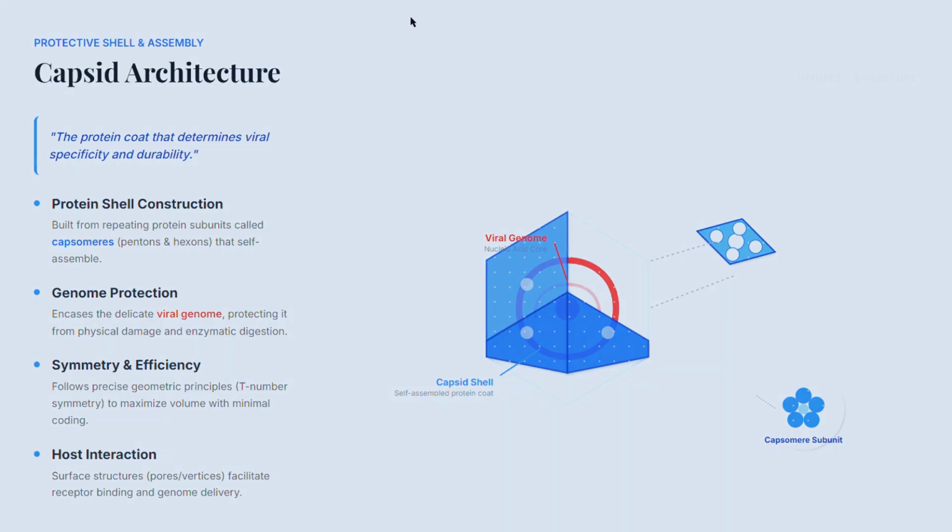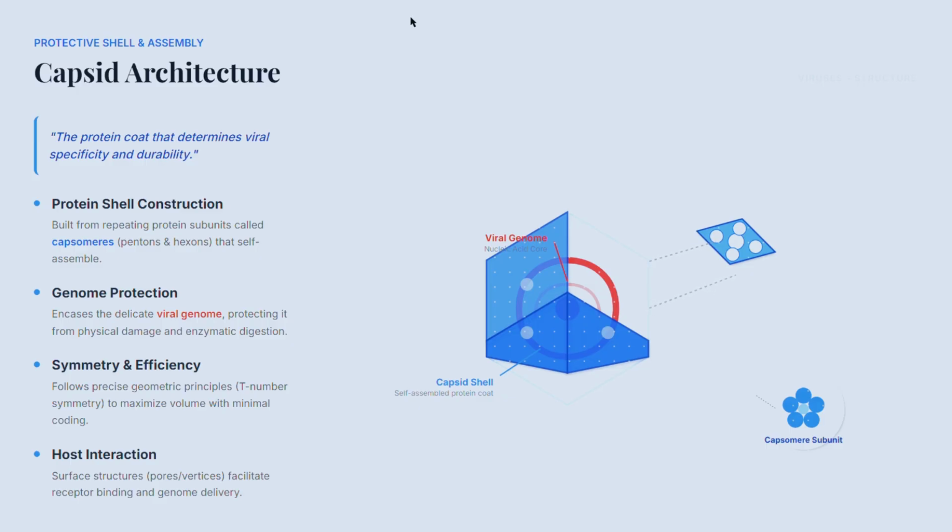Finally, the host interaction is determined here. Surface structures on the capsid, like pores or vertices, facilitate the initial receptor binding and the delivery of the genome into the host cell. The diagram on the left breaks this down visually. We see the viral genome at the center. Surrounding it is the capsid shell, noted as a self-assembled protein code. The shell itself is made of individual capsomere subunits, shown as hexagonal and pentagonal pieces fitting together.